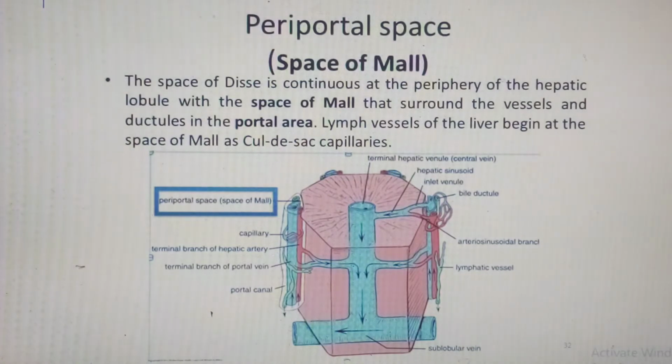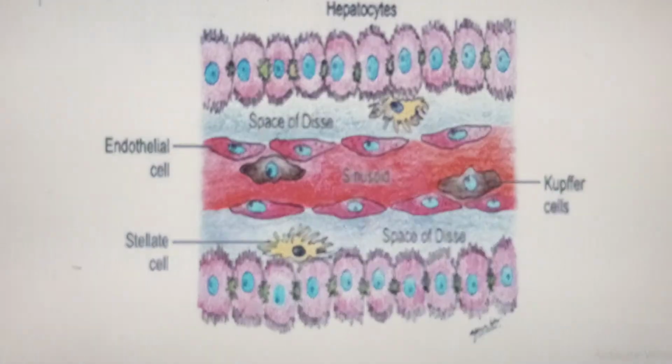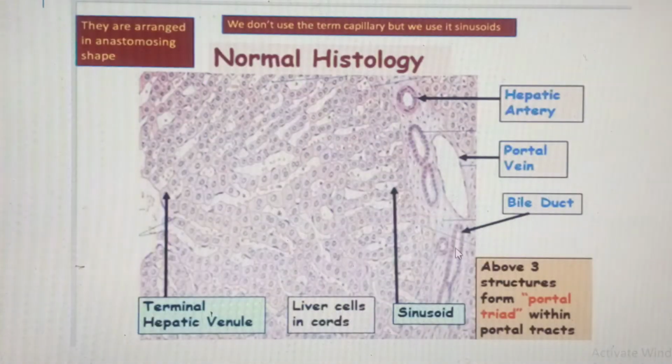Now I want to show you something before I come to this periportal space. One thing I want to show you is that this interlobular bile duct will be draining the liver of bile, taking the bile away. That is why you have to know the pathway of flow of bile.